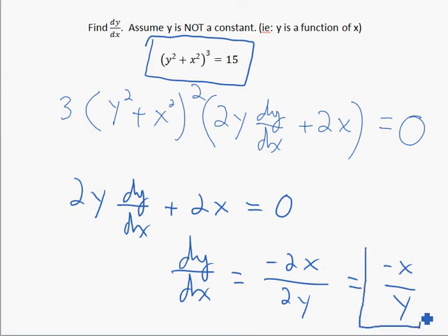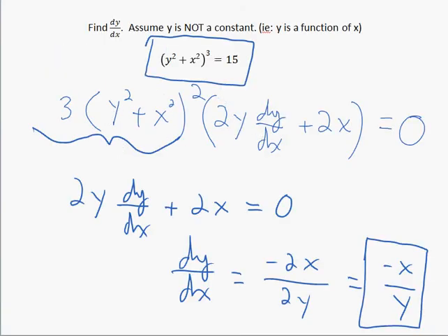If you had distributed all this stuff into there, we can do that too. We'll go to the next page here, I guess, and we'll do it out. So maybe you get this big piece of nonsense here, but if you distribute all of this into these parentheses, you're going to get this. So it's 3(y squared plus x squared) squared times 2y dy/dx.